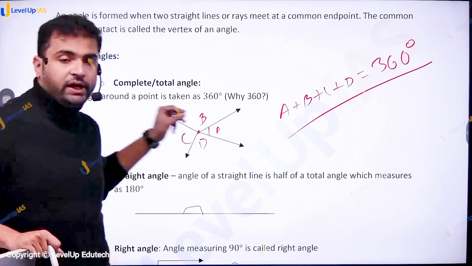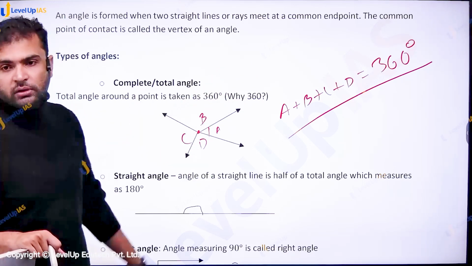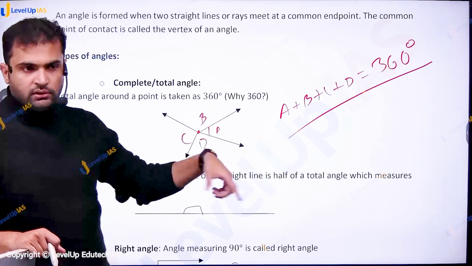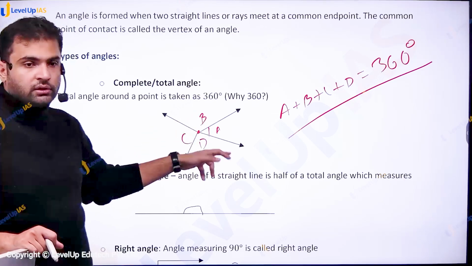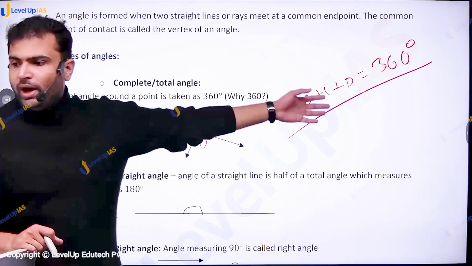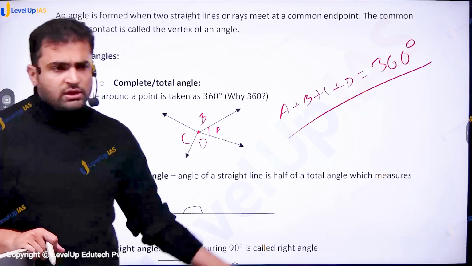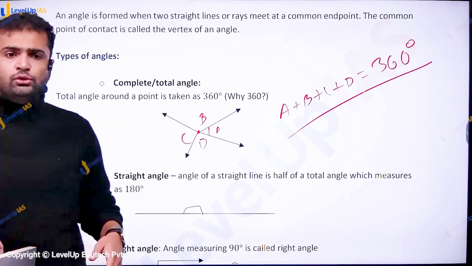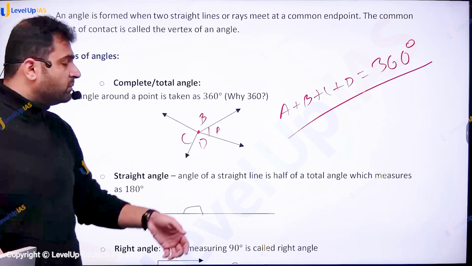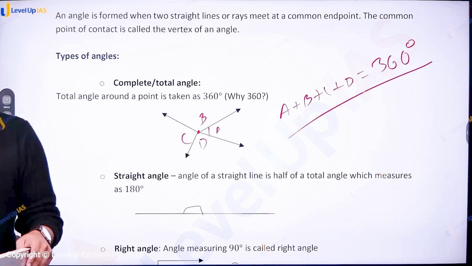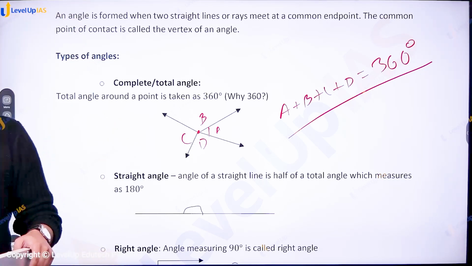Like if I have any point and I draw random rays coming out of it, then the sum of all the angles forming around this point is 360 degrees. So why this 360 degrees? Why not like 100, 1000? Some simple number like 100 we could choose. What is the reason behind this 360? What do you think? Is there something in it or was it chosen randomly?